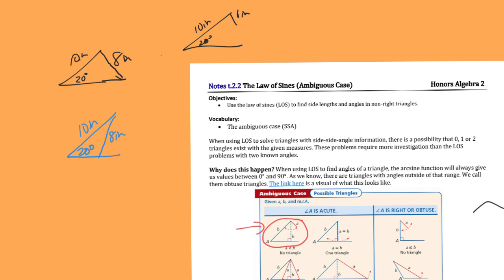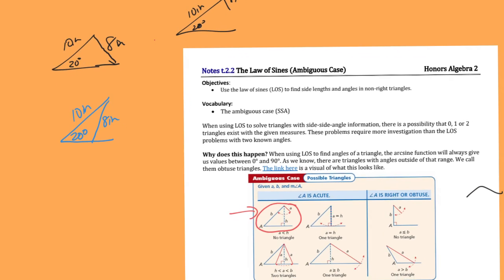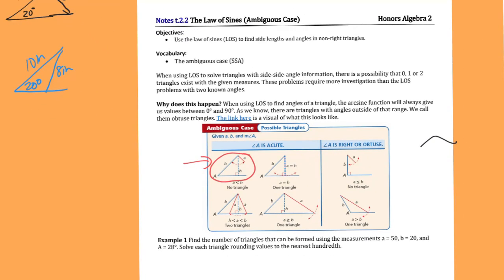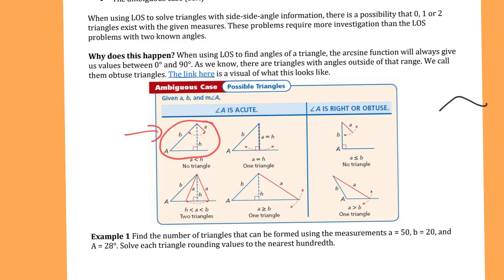Is there a single triangle that could be drawn, or are there multiple triangles that could be drawn with those given pieces of information? Here they try to show you that information. So let's look. In this chart, maybe there's not even a triangle. You're like, well, that's lame. I know it makes an easy question, but maybe there's no triangle.